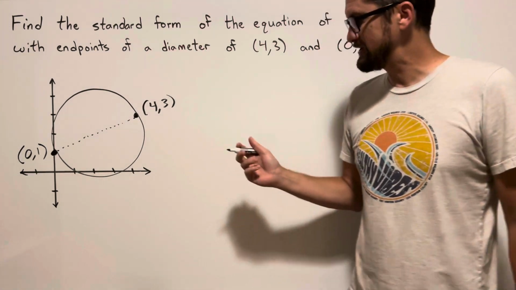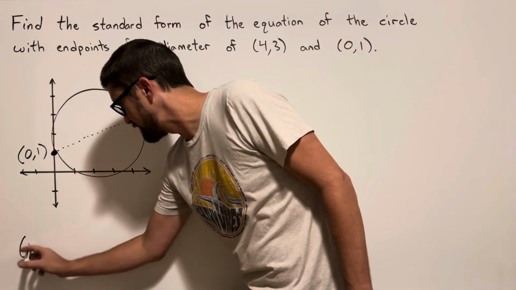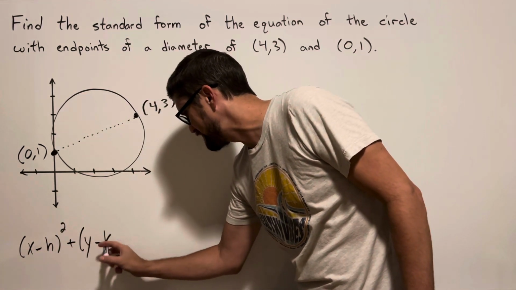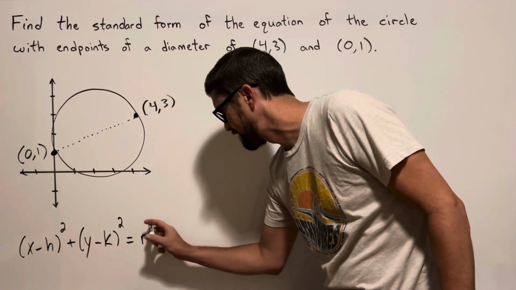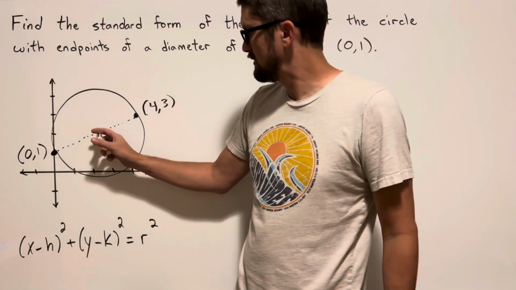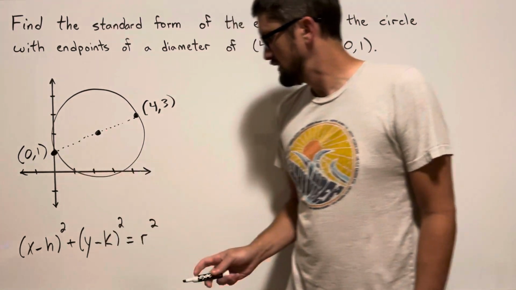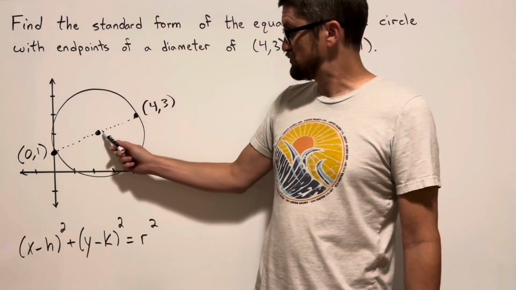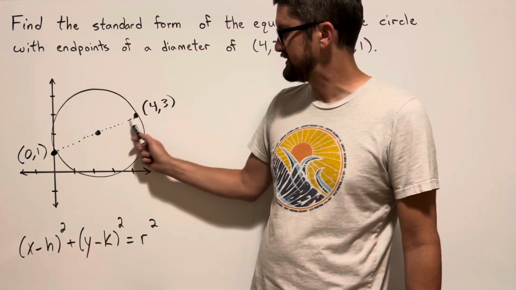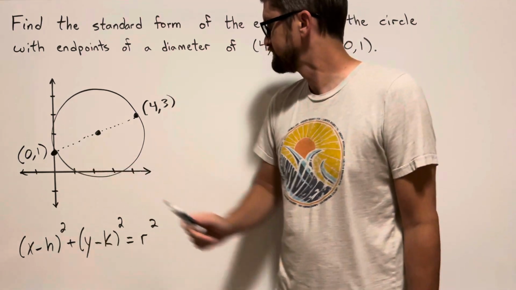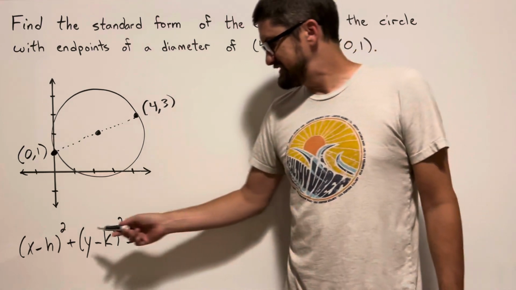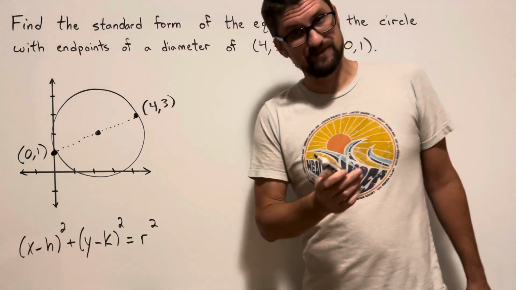So you need to know what standard form is. Standard form looks like this: (x minus h) squared plus (y minus k) squared equals r squared. Where the h and the k is the center, right here. And the r is the radius, which would be the halfway distance of the diameter. So the radius would be either the distance from here to here or here to here. So we need to find the center (h, k) and we need to find the radius.